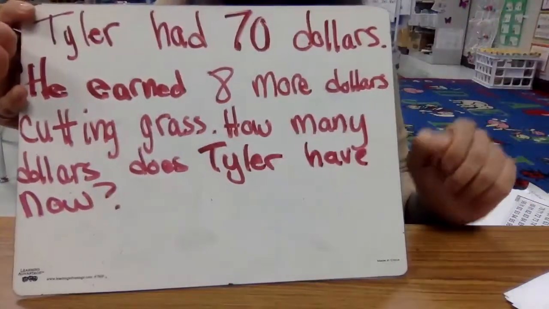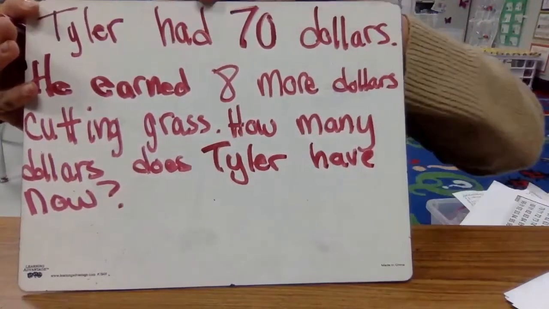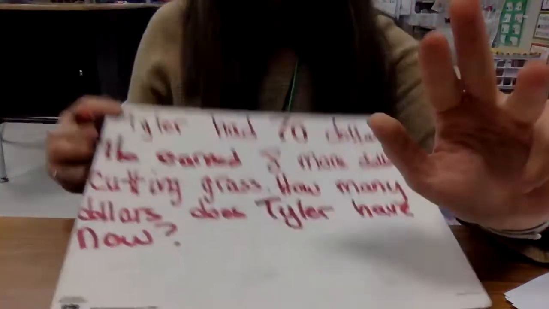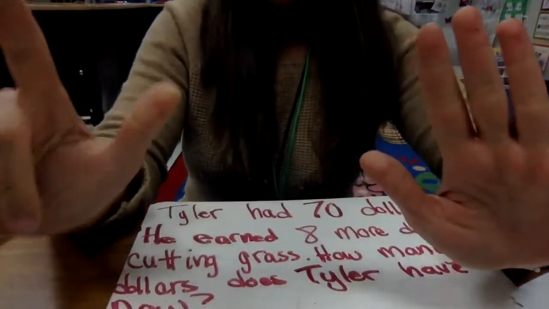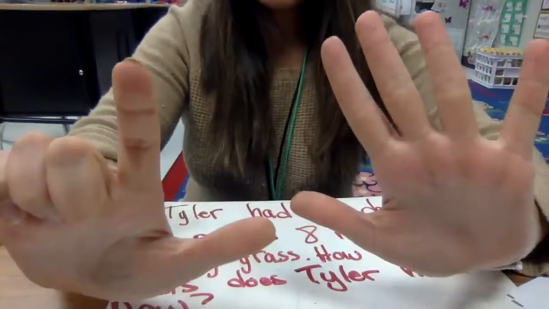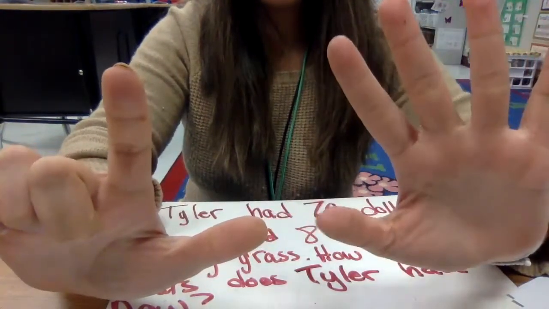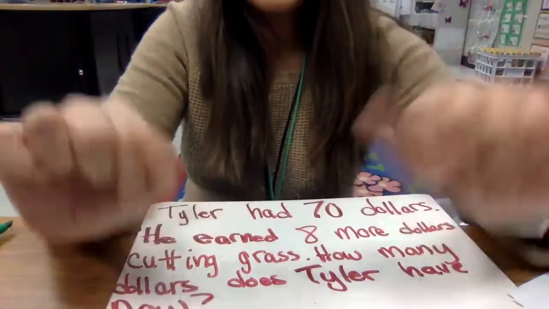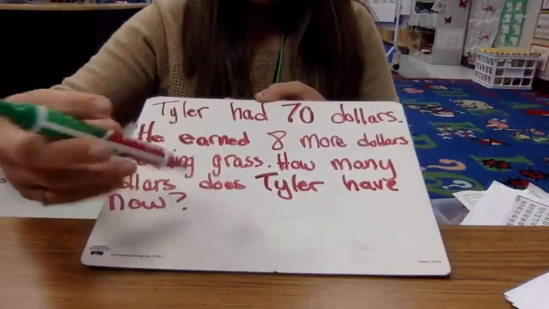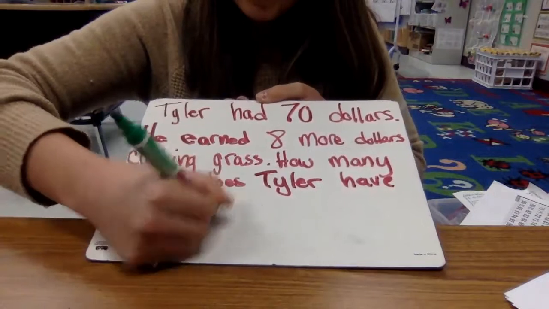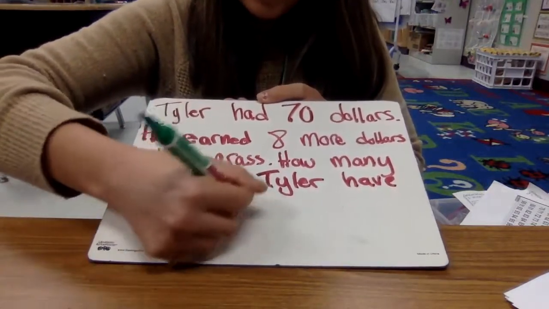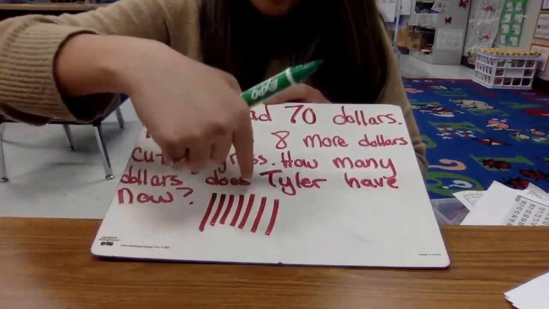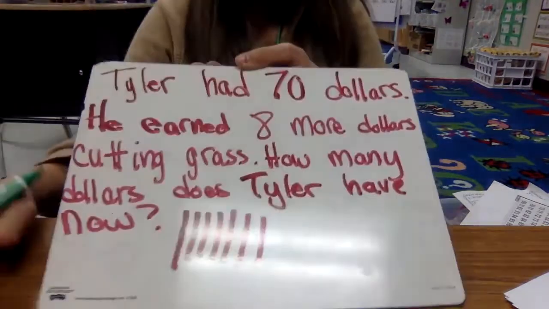When we draw our picture, we draw our tens. There are how many tens? Let's see. 10, 20, 30, 40, 50, 60, 70. How many fingers am I holding up? 1, 2, 3, 4. 1, 2, 3, 4, 5, 6, 7. There are 7 tens. So I know I need 10, 20, 30, 40, 50, 60, 70. 1, 2, 3, 4, 5, 6, 7 tens.